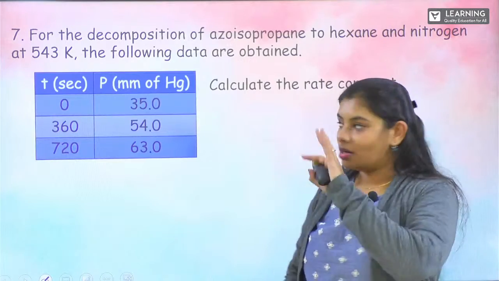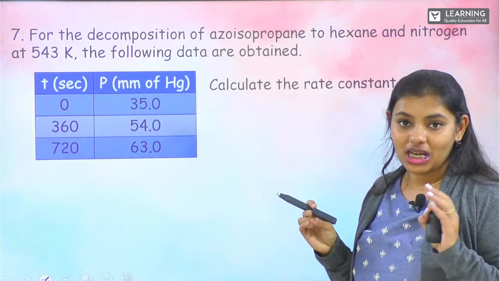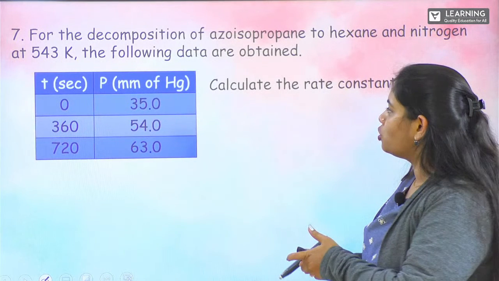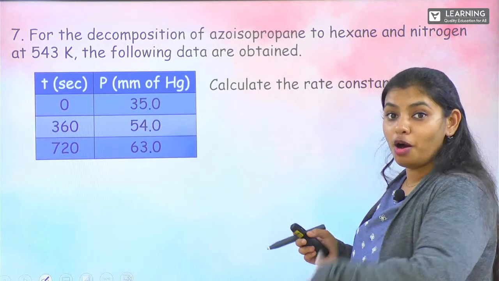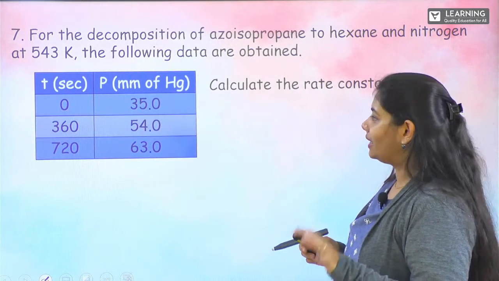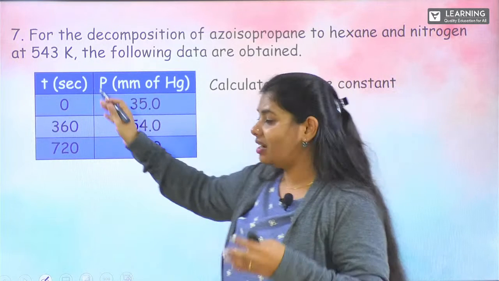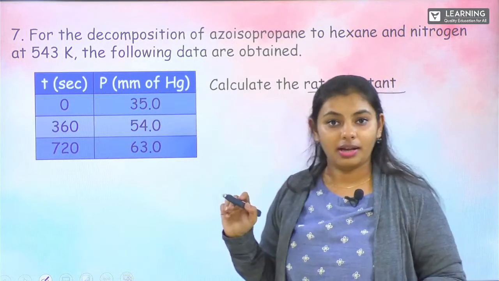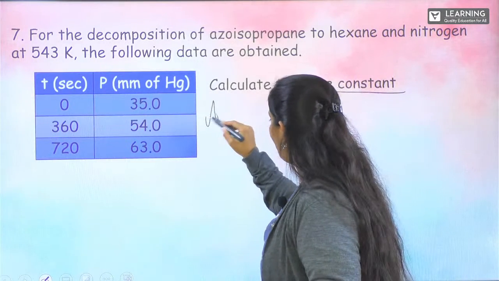This is your last question for this particular session. So what exactly is this question saying? For the decomposition of azoisopropane, the azoisopropane is being decomposed to form hexane and nitrogen at 543 Kelvin. The following data are obtained. So what is the data that's obtained? At a particular time, what exactly is the pressure? They have asked us to calculate the rate constant. Clear?